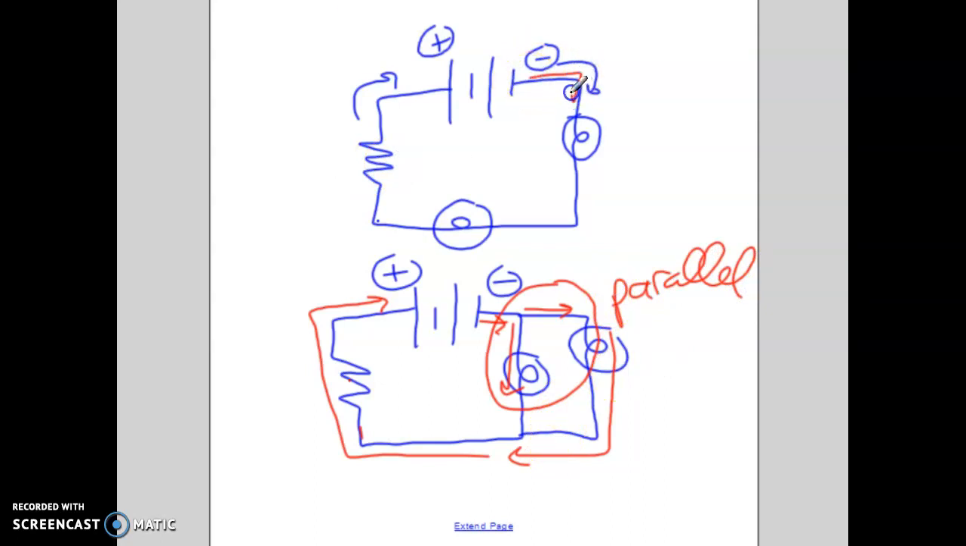Here, there is no option. There is only one pathway for those electrons to follow. There's no fork in the road. So this is a series circuit, because that's the main difference. Fork in the road, parallel. No fork in the road, series. There's only one pathway. So multiple pathways, parallel. One pathway, series.